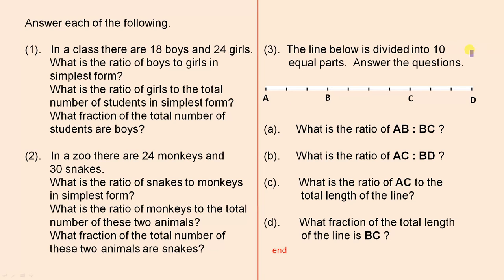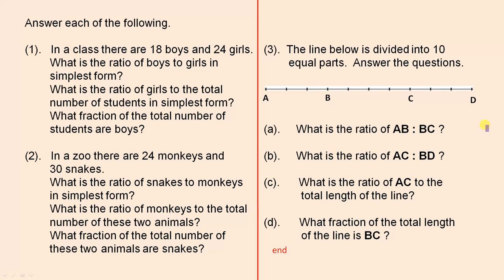And the third one, the line below is divided into 10 equal parts. Answer the questions. Each of these little intervals here are all equal, and there are 10 of them. That's all that means. First question, what is the ratio of AB to BC? That purely means the length. So this length to that length, that's what it means.